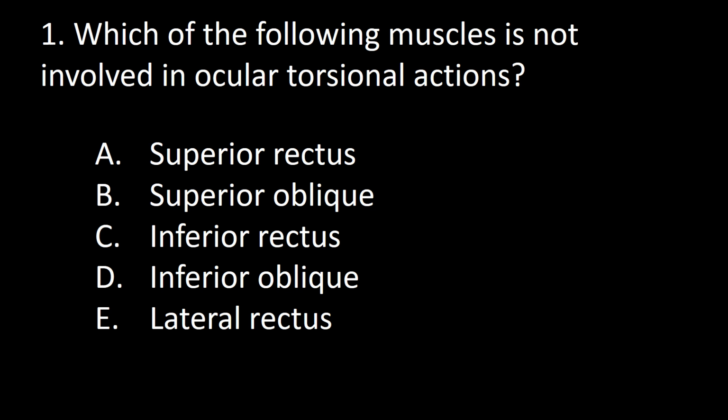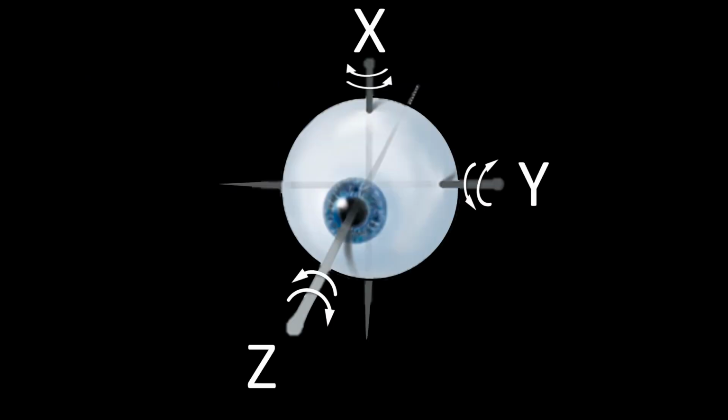A. Superior rectus. B. Superior oblique. C. Inferior rectus. D. Inferior oblique. E. Lateral rectus. The eyeball has three axes.